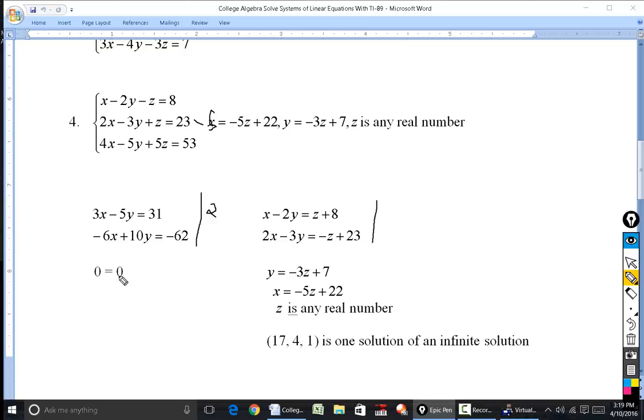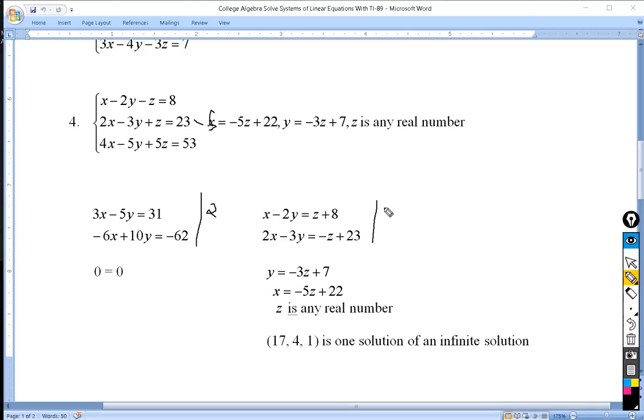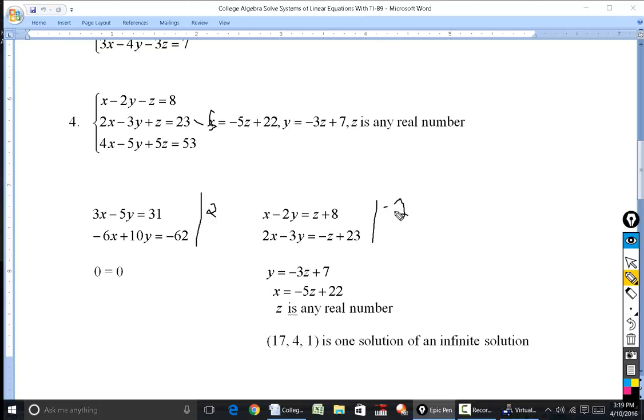So in this case, I'm going to eliminate the x, so I'm going to multiply the first equation by negative 2. Negative 2 times x is negative 2x, and 2x cancels. Negative 2 times negative 2y is 4y, and a minus 3y is a y. Minus 2 times z is minus 2z, and minus z is a minus 3z. Minus 2 times 8 is a minus 16, and 23 is 7. So that's how I get that equation right there.